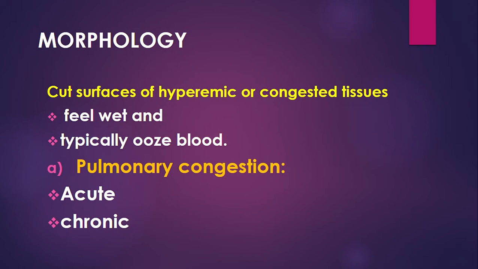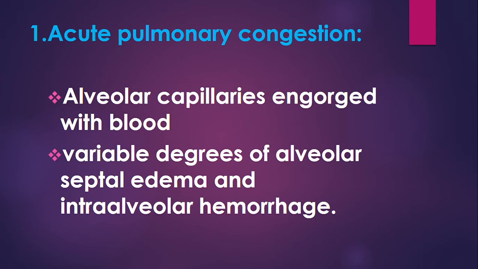We will take two examples of hyperemia and congestion, which are the most important: pulmonary congestion first and liver congestion second, or hepatic congestion. We start with pulmonary congestion. Pulmonary congestion is divided into acute congestion and chronic congestion. We start with acute pulmonary congestion.